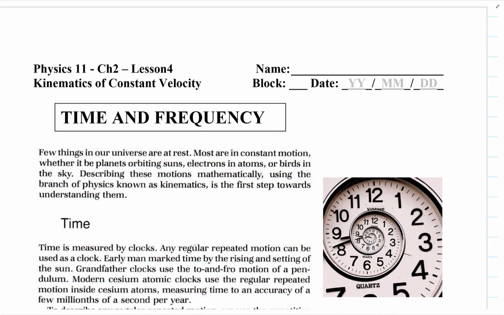Welcome back, physics fans. This is lesson 4 in the first chapter. Even though it says chapter 2 here, it's in the first chapter of kinematics. It's called Constant Velocity, chapter 1. It's on time and frequency. It doesn't really fit anywhere else, so we'll put it here.